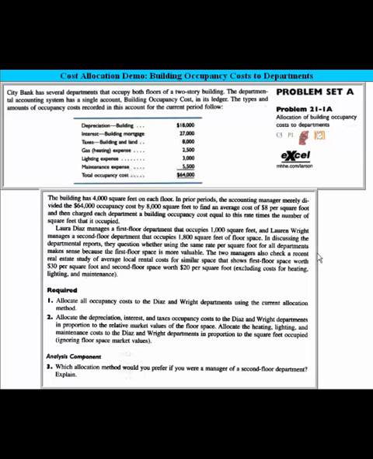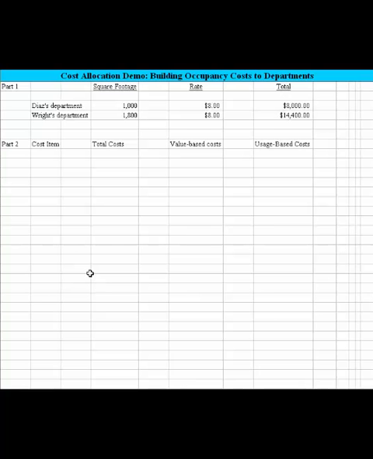Now let's look at the problem again and work through the second requirement. Allocate the depreciation, interest, and taxes occupancy cost to the Diaz and Wright departments in proportion to the relative market values of the floor space, and then allocate the heating, the lighting, and the maintenance cost to the departments in proportion to the square feet occupied. So in the second case, we're going to ignore floor space market values. Let's jump to the second page and give that a shot.